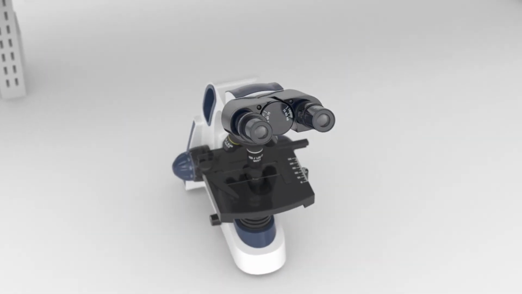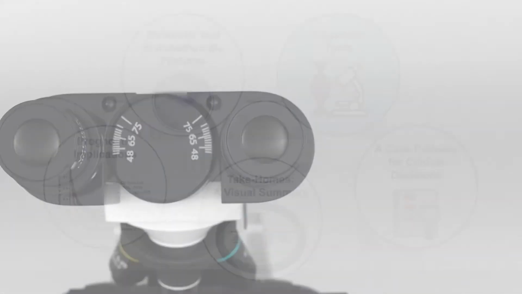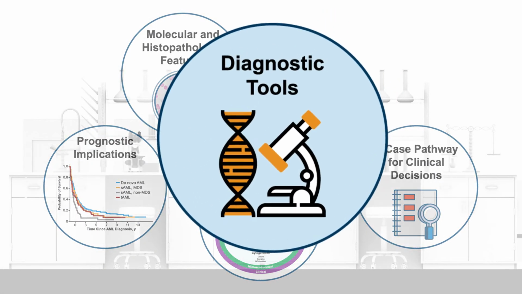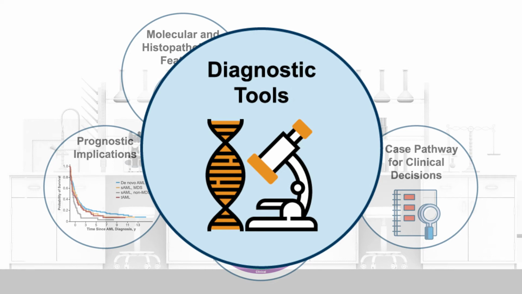So those two are specifically excluded from this criterion. Now that we know the defining features of secondary AML, let's take a look at some of the diagnostic tools that we can use to help capture this high-risk subtype of disease.